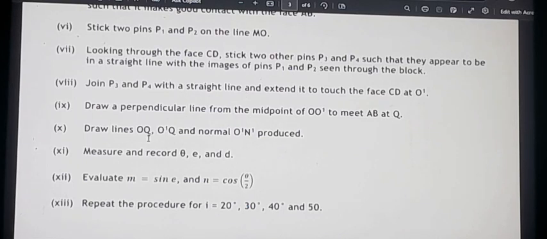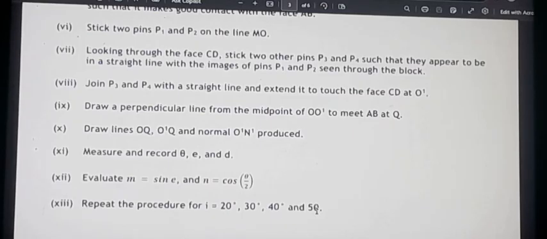So draw line OQ, O'Q, and normal OO' produced. Measure and record theta, E, and D. Evaluate M equals sine E and N equals cos. I'm going to repeat the procedures for I equals 20, 30, 40, and 50 degrees.